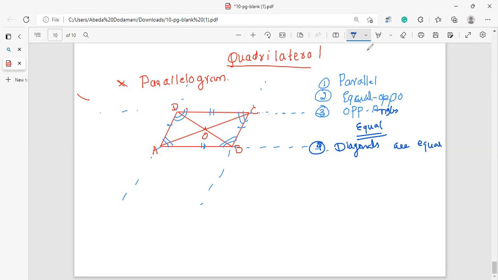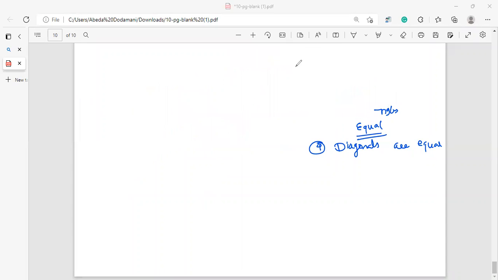Now let's go ahead and think a little bit about the next quadrilateral, which is the rhombus. Now the next thing which I'm going to consider is the rhombus. What is a rhombus, and what properties does it have? That will be our discussion now. The rhombus also is a parallelogram.